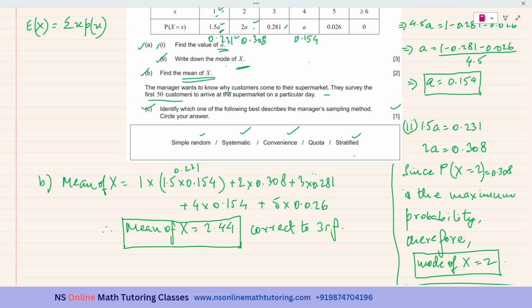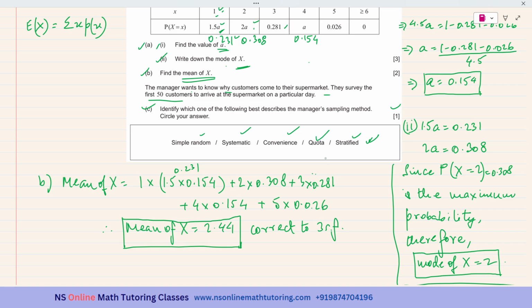Let me come to the stratified sampling first of all. Stratified sampling is you are dividing the customers into different sections or different strata. That is, maybe you are dividing them into different age groups or different times when they are visiting. So you are dividing them into strata. If you are having two strata, then you will be taking maybe 25 from one and 25 from the other. So that is stratified sampling.